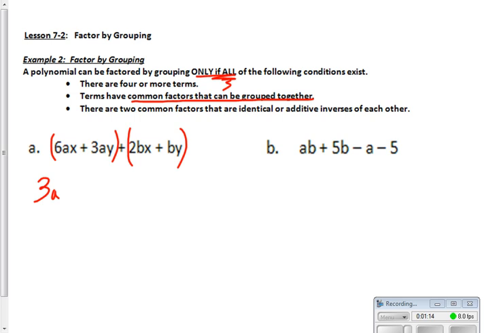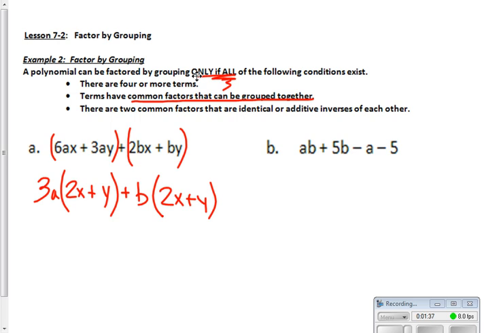So when I factor out a 3a out of this first group, I get a 2x plus y. I'm going to go ahead and drop down this plus sign. And then in the second group, I can factor out a b. When I factor out a b, I wind up with 2x plus y. So far we've covered the first 2 steps.